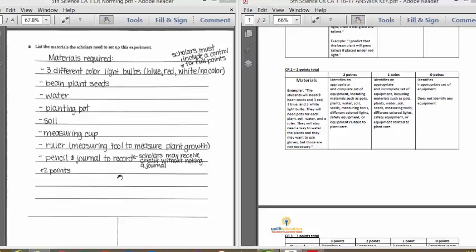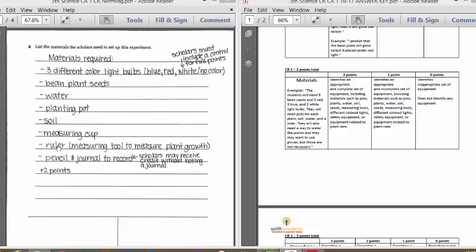They can receive credit without noting a journal, but that would be a nice to have. You can note that that would be another thing they would need in order to take notes throughout the experiment. The reason for the measuring cup is you want to make sure that scholars understand that they need to include the same amount of water when they're watering each of the 3 plants, so that's why it's a measuring cup. If they just put like a watering can, that's fine as well.